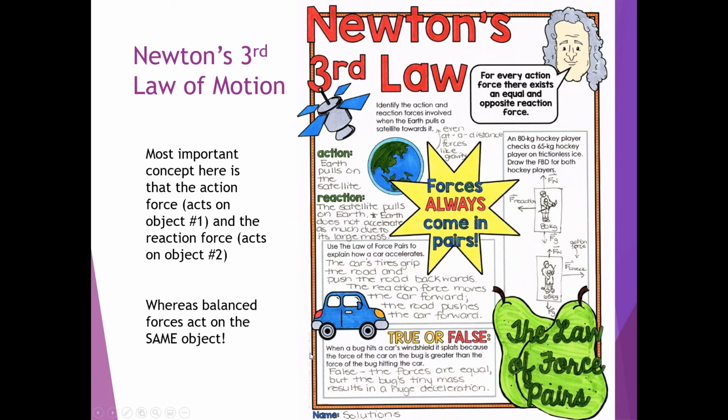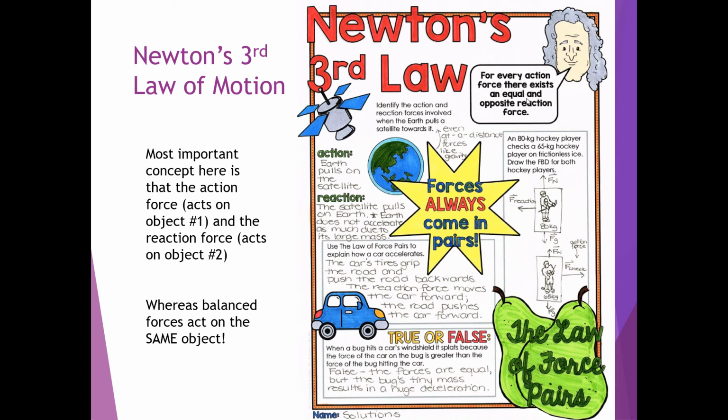So then, true or false? When a bug hits a car's windshield, it splats because the force of the car on the bug is greater than the force of the bug hitting the car. And that's false. The forces are equal. Remember, it says they're equal. But the bug has such a tiny, tiny mass that it ends up having a larger effect on him because of his acceleration. And we were going to talk about that in the next video.